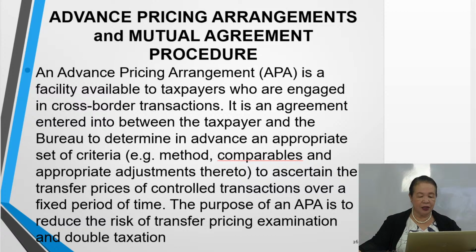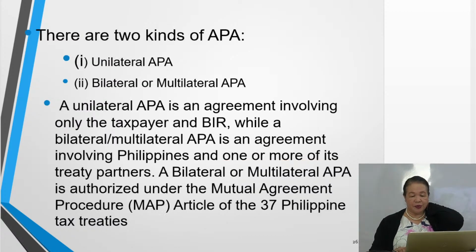So, to ascertain the transfer prices of controlled transactions over a fixed period of time, no? So, the purpose of an APA is to reduce the risk of transfer pricing examination and double taxation. Bakit? Kasi in advance, hindi ka na ma-audit dahil in advance nagpa-evaluate ka na and then nag-show ka na ng proof na ito tama yung ginawa ko. No? Or yung pricing ko is tama, no? So anong gagawin mo dito? Magpe-present ka rin ng transfer pricing analysis report. No? Okay.